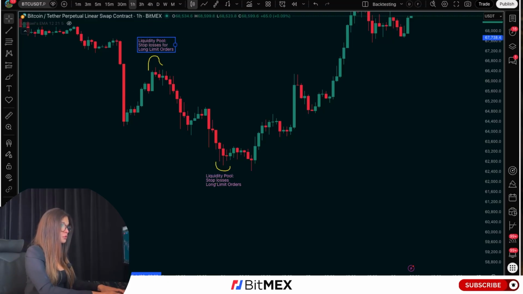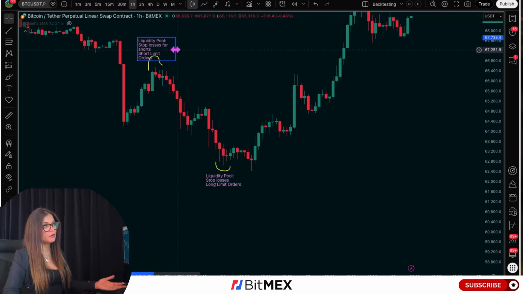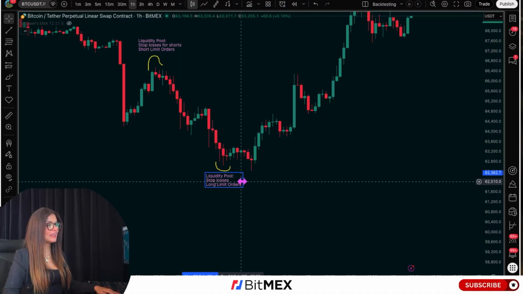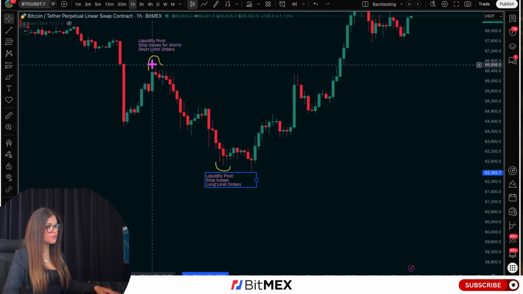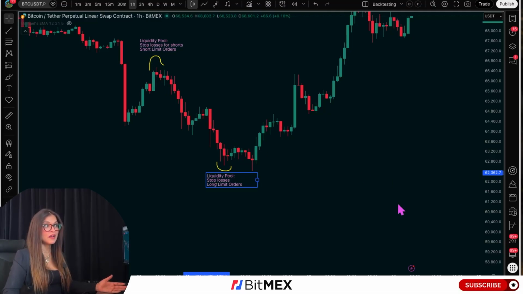Stop losses for shorts. And here we have short limit orders waiting to get filled. Okay, obviously you go long and short, and you have long limit orders under here. You have short limit orders waiting patiently to get filled up here. And this is what happens all the time.